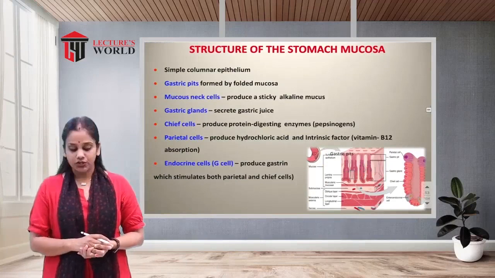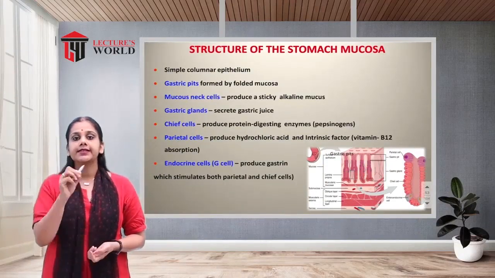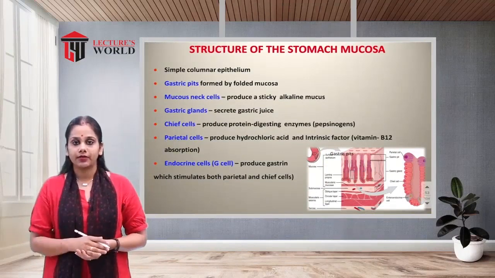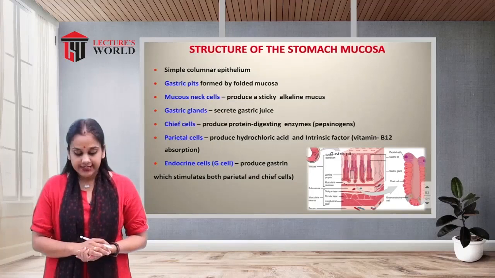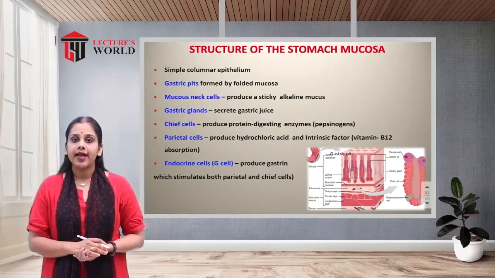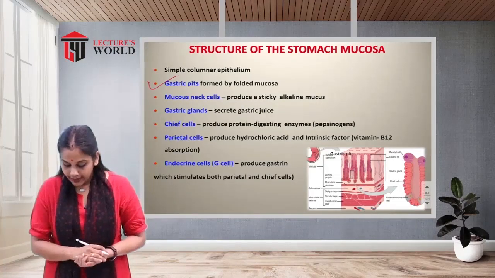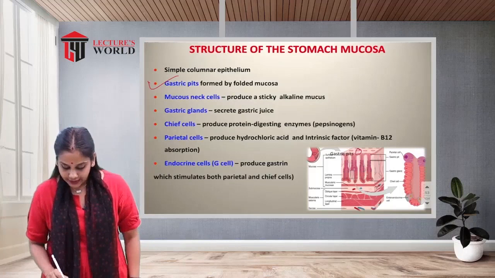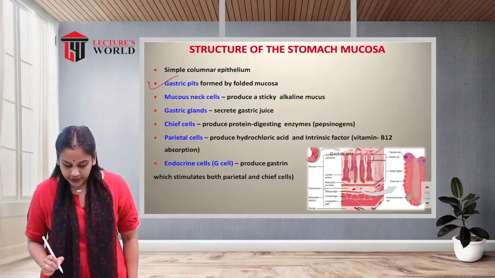Now we will see the structure of the stomach mucosa. Okay, what is stomach mucosa? That is the inner lining of the stomach. Okay, the first lining of the stomach. So it is made up of simple columnar epithelium. It has gastric pits. Okay, you can see in the figure, see this is a gastric pit. Okay, rounded in shape. See, these are the gastric pits.